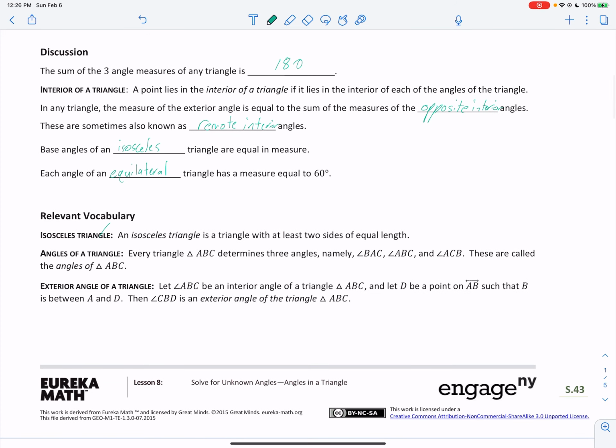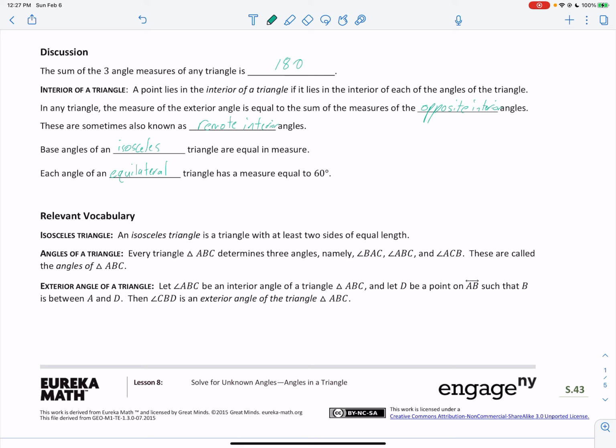So let's just remember, an isosceles triangle is a triangle with at least two sides of equal length. Usually when we represent something like this, we put a little line to say that they're equal in length. There might be double lines, and that way we can figure out which triangle or which part of it we're talking about.